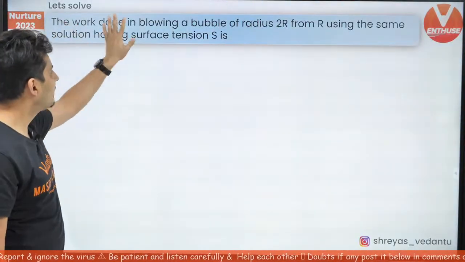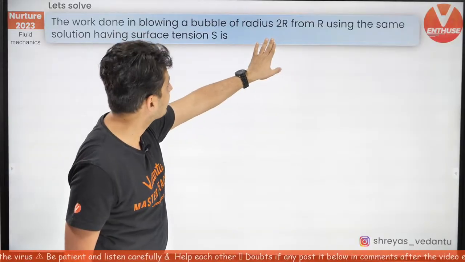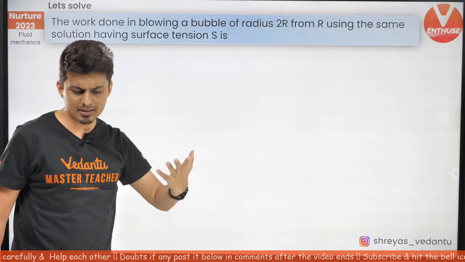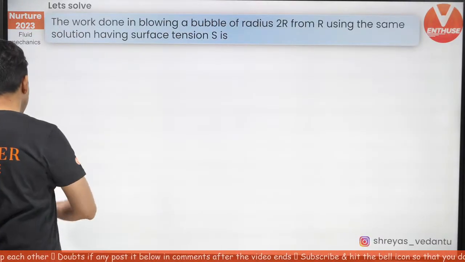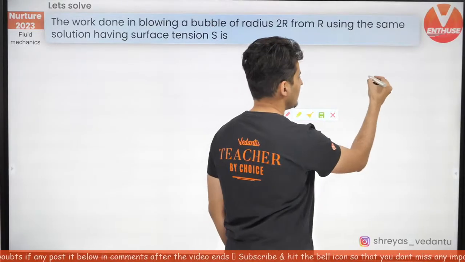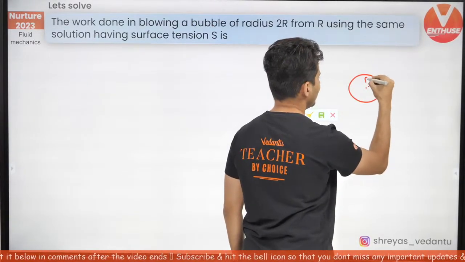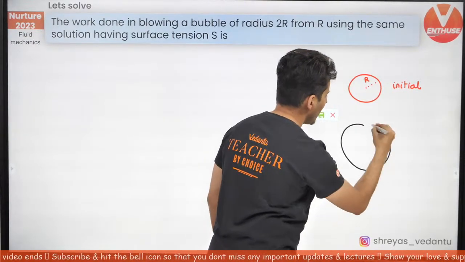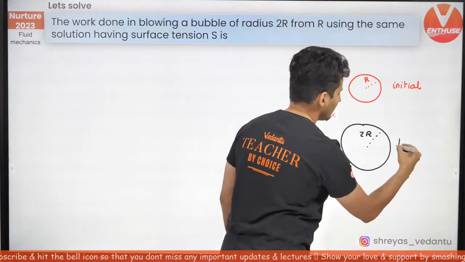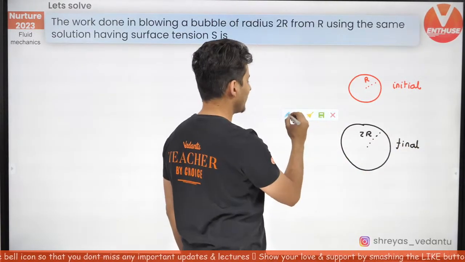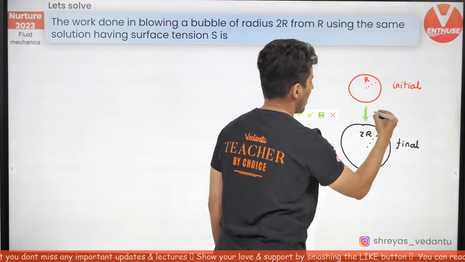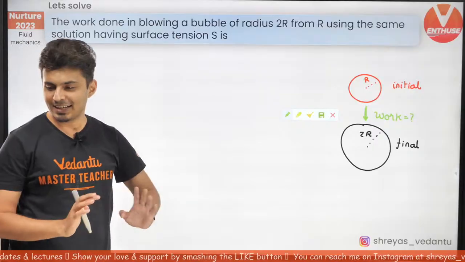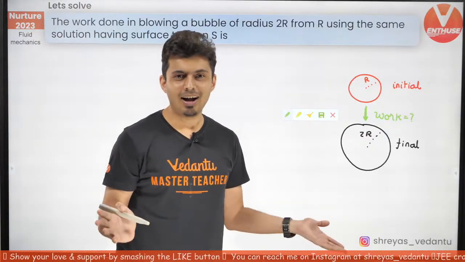Here it is. The work done in blowing a bubble of radius 2r from r using the same solution having surface tension S is... So you have a bubble which is initially of radius r. This is your initial diagram, having radius r. So what you do is you blow it and make it really big, of radius 2r. This is final. So the question over here is, in this process, how much work you need to do? That's the question. Come on, this is very interesting. The answers are going to be in S, pi, r, etc.